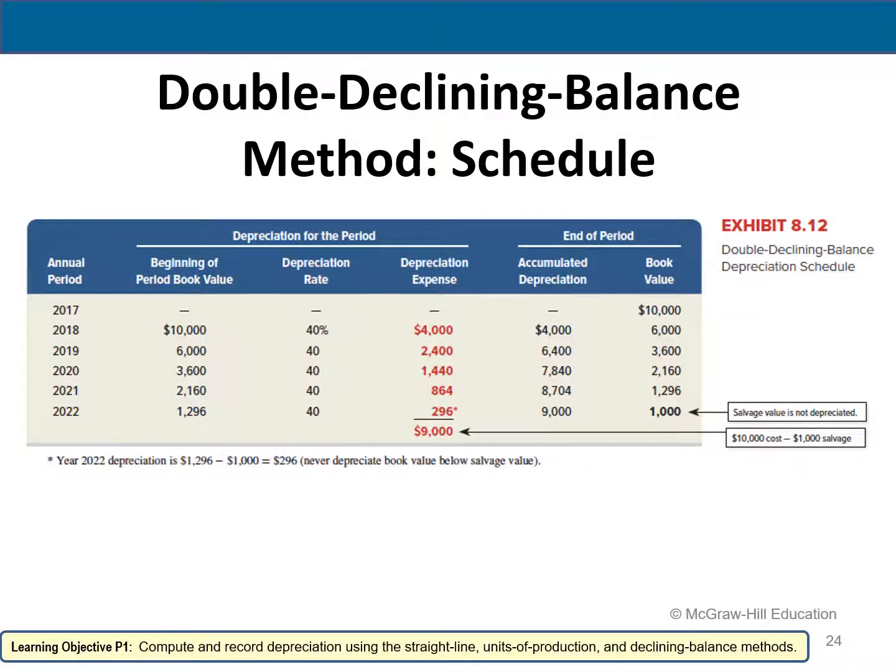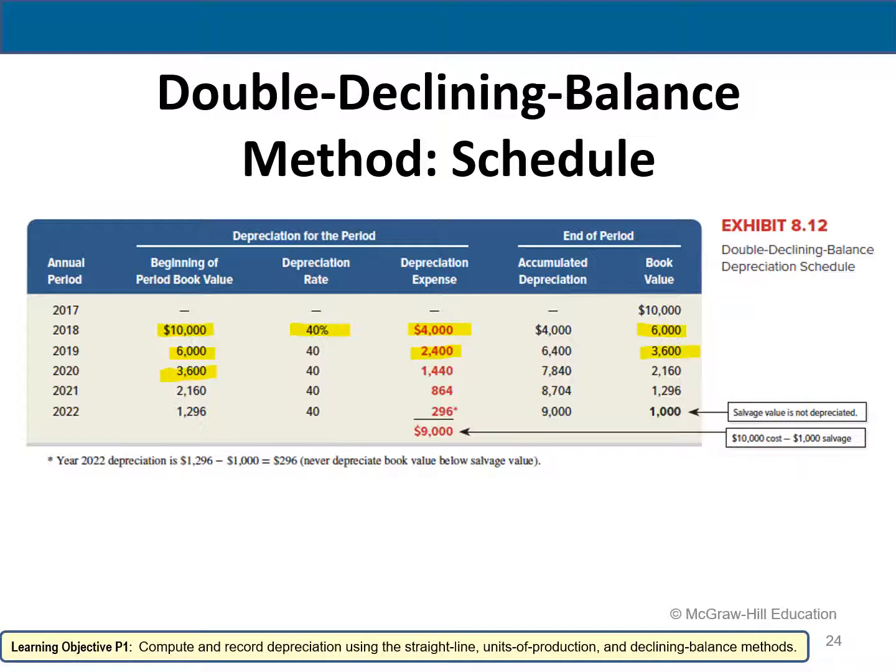So what this looks like in a schedule, your very first year, you start with $10,000. That's your beginning of the period book value. Times 40% is your 4,000 expense. Then you have a net book value of 6,000, 10,000 less your 4,000 of depreciation expense. So you have a net book value of 6,000, which gets carried here. 6,000 times 40% is 2,400. Then 6,000 less 2,400 is 3,600.